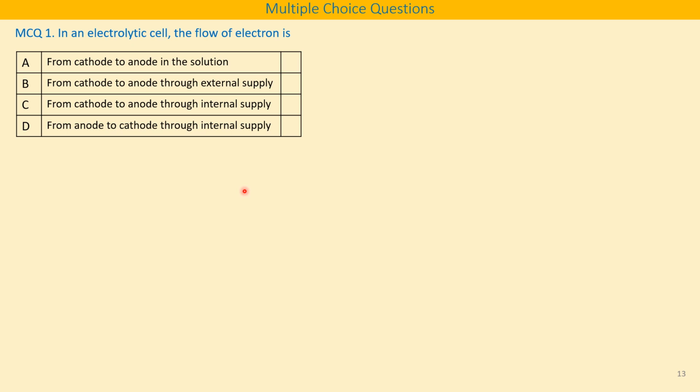So you have to remember, pause the video, recall your knowledge and answer it. The correct answer is option C, that is from cathode to anode through internal supply.